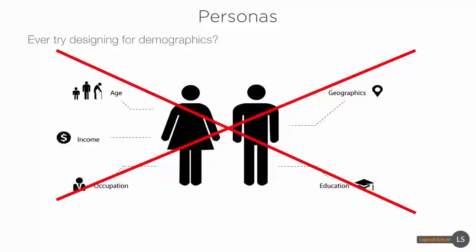I'm not a big fan of personas only because they've been used inaccurately in our industry. Basically, if they're works of fiction, they're not very useful. Another thing that's not very useful is designing for demographics. Now, things such as age, income, occupation, geographics, and education, these are really important things for the business, and they're very valuable for marketing, for example. But they're not useful for user experience design because it's kind of hard to design for a demographic.